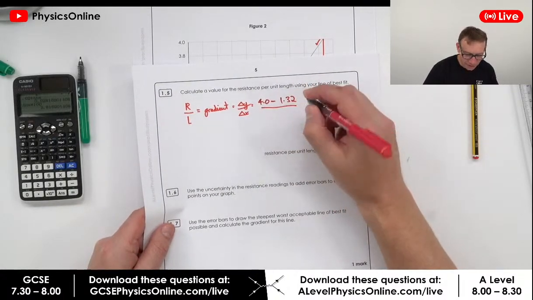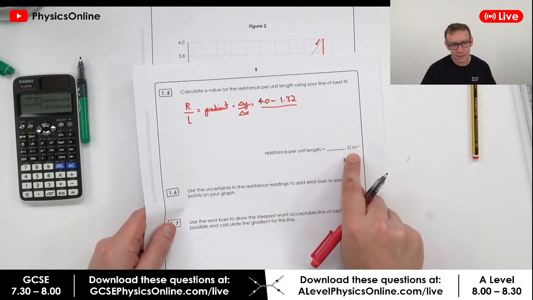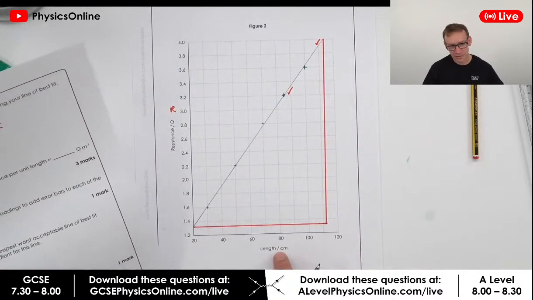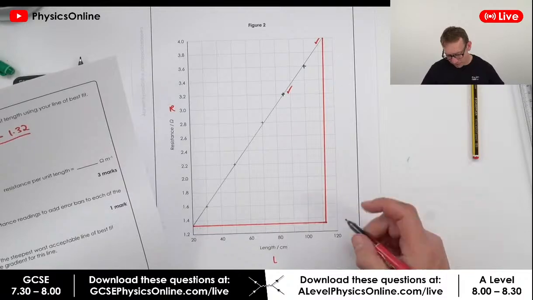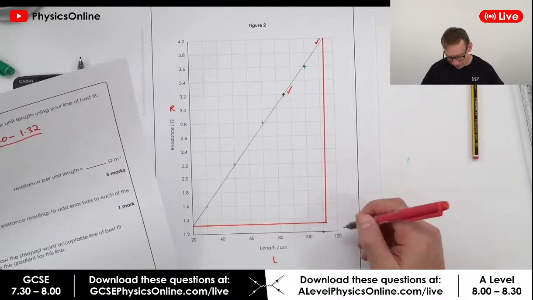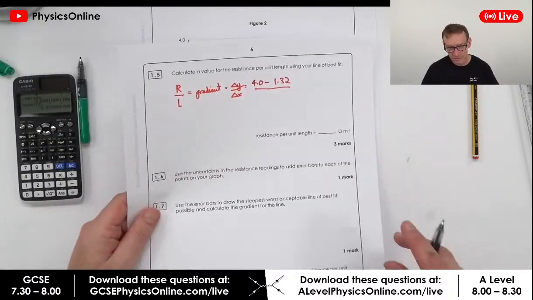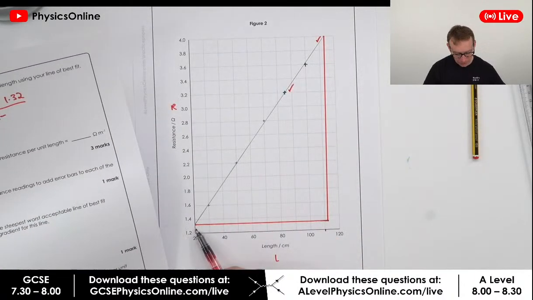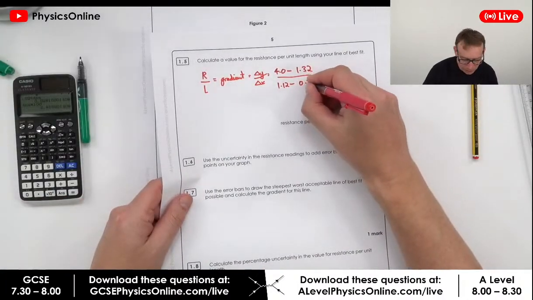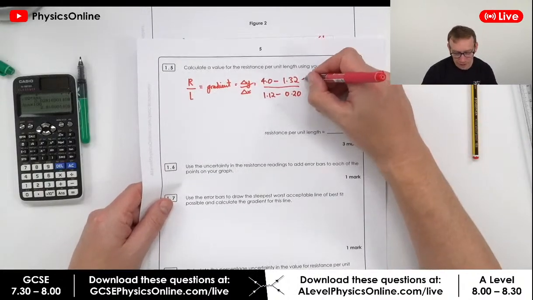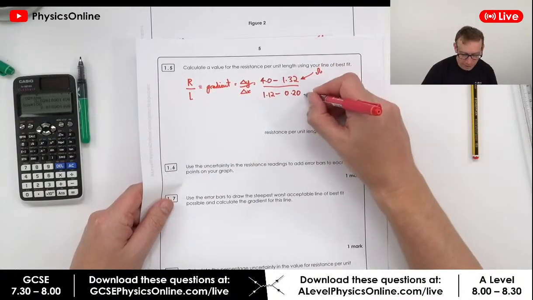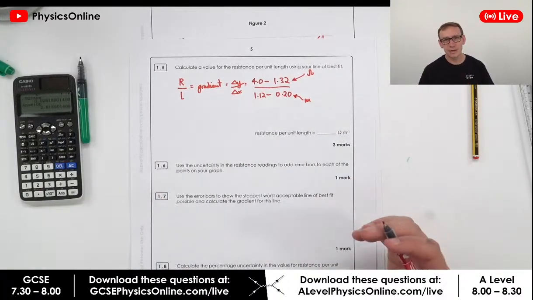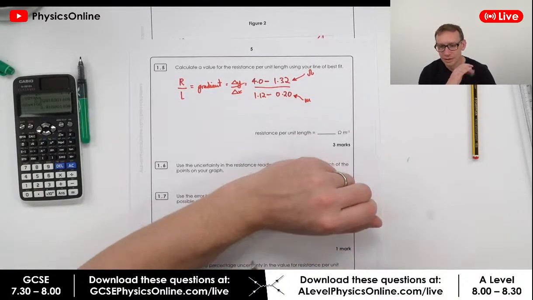The change in x value: we want to give our resistance per unit length in meters, but here we've got the length in centimeters. And here I reckon that's 110, so that's going to be about 112 centimeters, so that's 1.12 meters. Take away 20, which is 0.20 meter. So we have our units of ohms up here, and a unit of meters down there. And that means when we work out the gradient, we're giving it an appropriate unit.